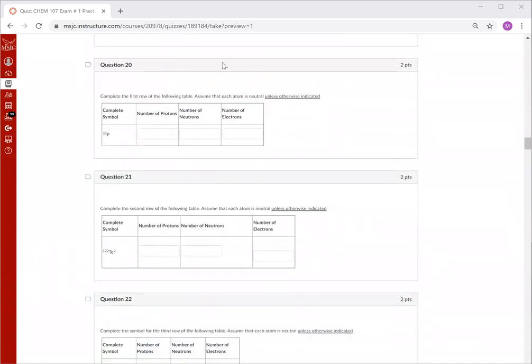So we're asked to complete the first row in the following table. So given the isotope symbol, such as phosphorus 33, we're asked to calculate the number of protons, the number of neutrons, and the number of electrons. So first things first, looking at phosphorus. What is phosphorus's atomic number? 15. Not the atomic mass, but the atomic number. In the periodic table, what is the number right above phosphorus? 15? Yep. So then we have 15 protons.